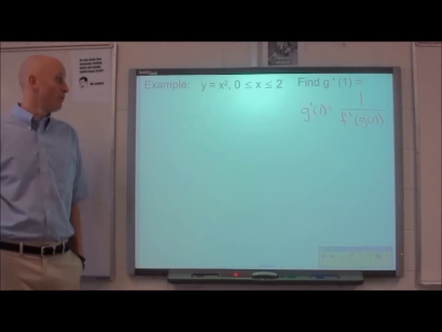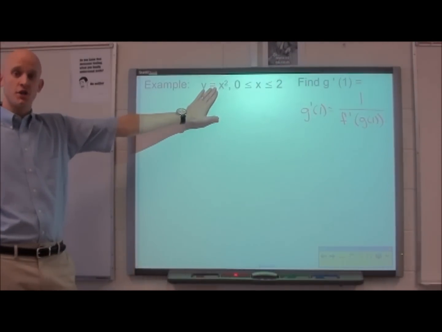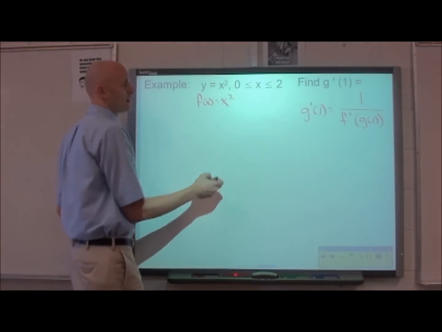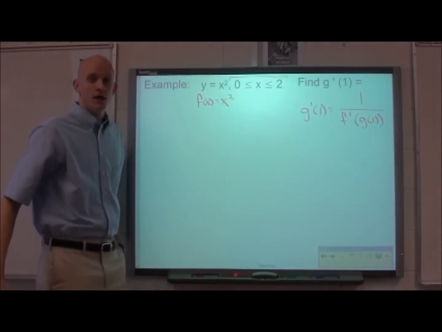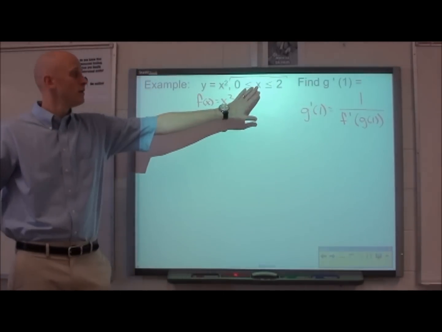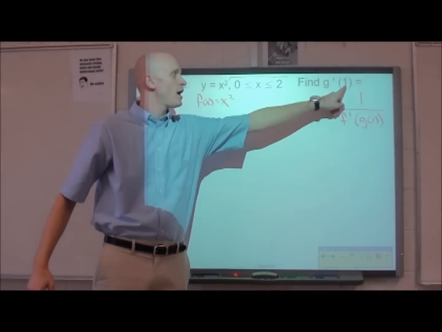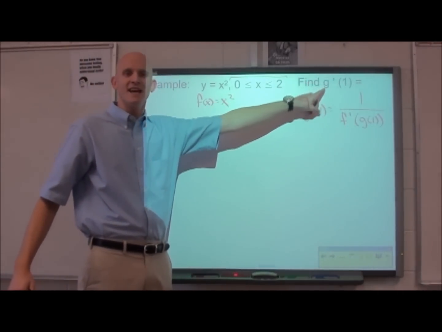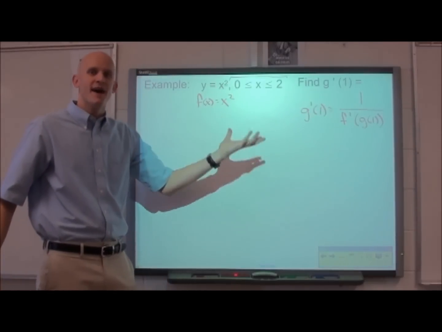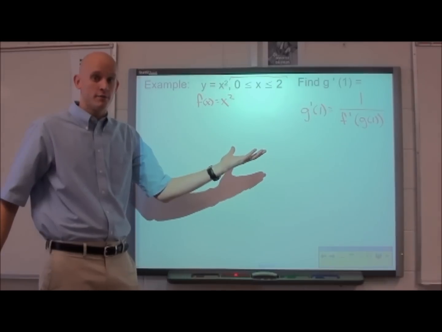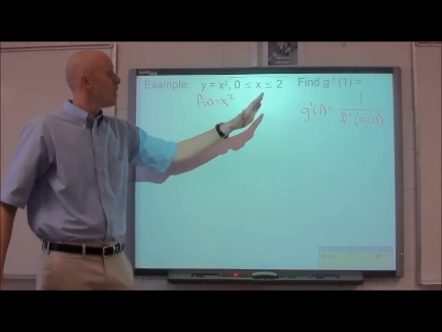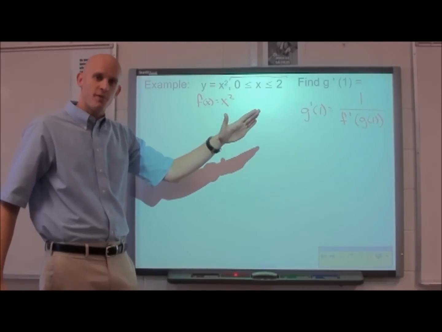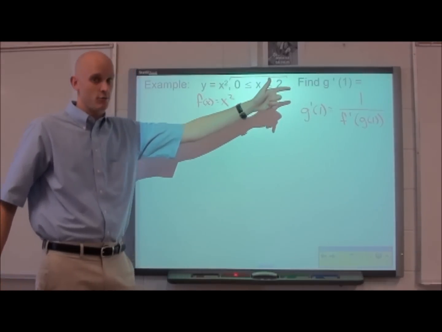Here's our first example. We're given the function y equals x squared. That's the same as f of x equals x squared. And we are given a domain. We want to find g prime of 1. Now remember, based on our previous definition, that g is the inverse of f. We want to find that derivative at 1. So the slope of the inverse at x equals 1. That's what we're looking for. Slope of the tangent of the inverse at x equals 1.